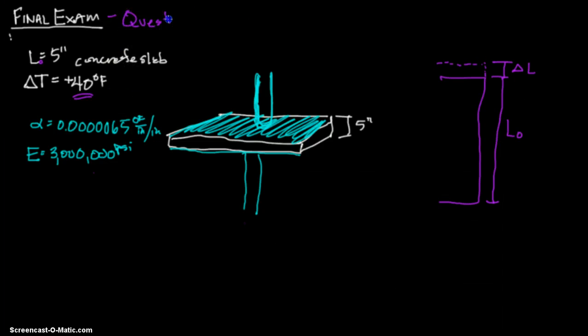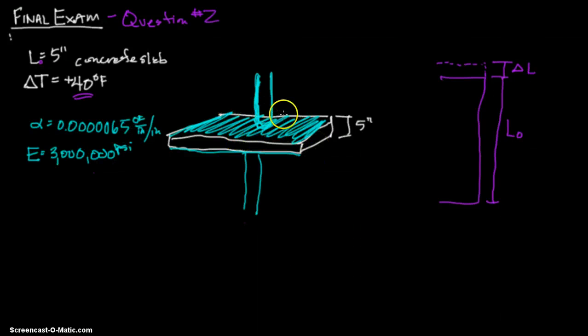Question number 2. When we look at this, it gives us the following. It says we have a 5-inch concrete slab, a change in temperature of plus 40 degrees Fahrenheit, an E of 3 million psi, and a coefficient of expansion of 0.00... I won't say that, but I just did.